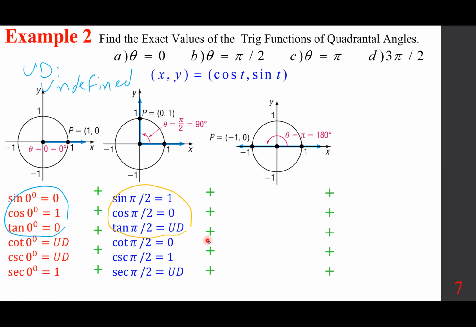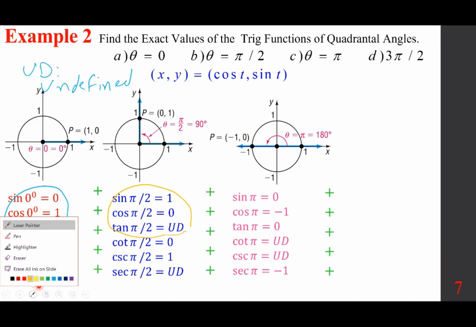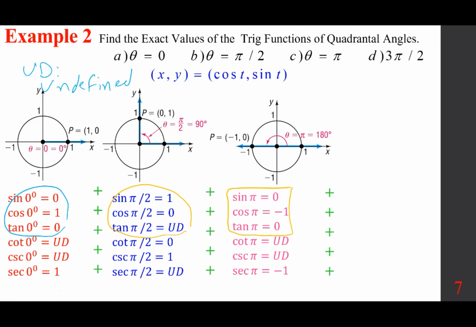Pi or 180 degrees, location -1, 0. So cosine becomes negative 1, cosine of pi. Sine becomes 0. And tangent is the ratio of sine to cosine. Therefore, tangent is also 0. So take a look at the first three again, and then their reciprocals. The reciprocal of tangent is cotangent, becomes undefined. The reciprocal of sine is cosecant, becomes undefined. The reciprocal of cosine is secant, and the reciprocal of -1 is itself.